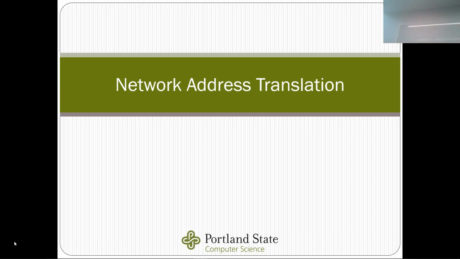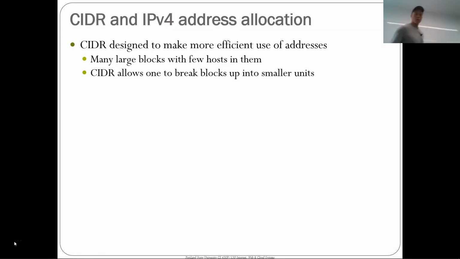Okay, so we left off at network address translation. And just to give you a little recap to context switch you back in, we talked about CIDR last class and how it is helpful when it comes to IP address allocation. This allows you to take big chunks of addresses and split them up into smaller pieces. It also allows you to take a bunch of smaller pieces and aggregate them into one big piece to reduce the routing table size in a router.